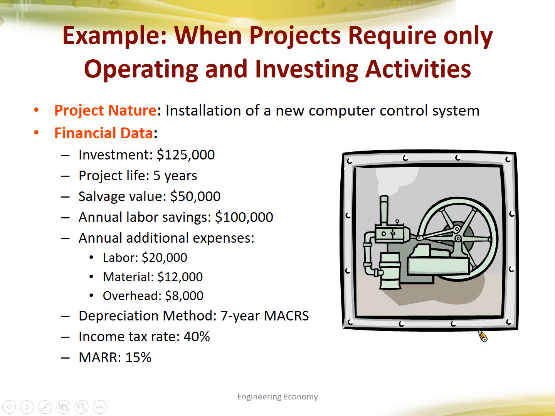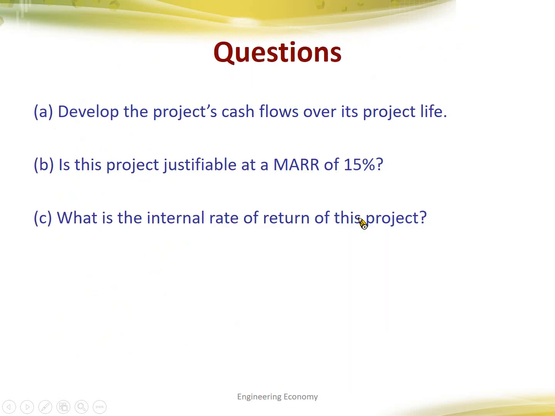Here there's no borrowing activity, so there's no financing activity, but there is investment activity. Here there's no working capital activity too, because we don't have the data. But here again, it's just a very simple investment, and there will be depreciation, there will be tax, there will be salvage value adjustment, and we can come up with the net income.